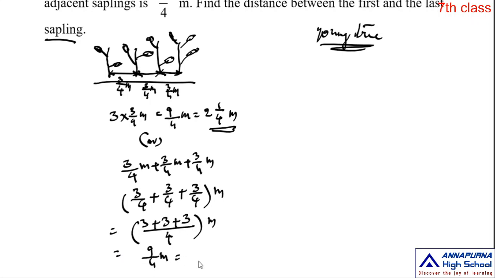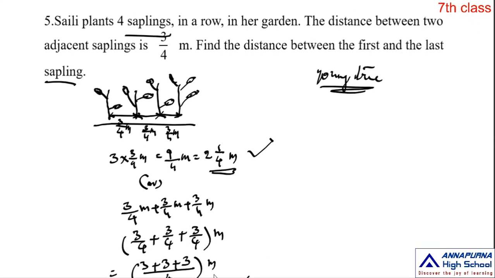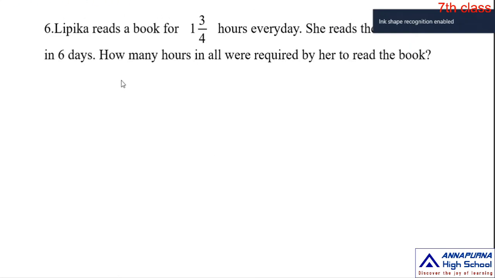So 9 by 4 is an improper fraction. Convert into the mixed fraction. 4 2s 8, 1 by 4 meters. So 2 1 by 4 meters. We can do it by any method. So this is the distance between the first and the last sapling, 2 1 by 4 meters. Okay. So next one is the sixth problem.